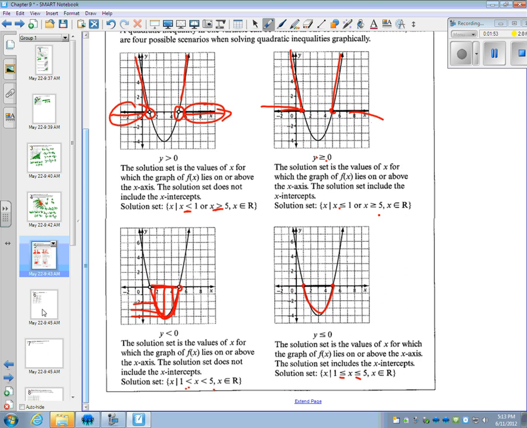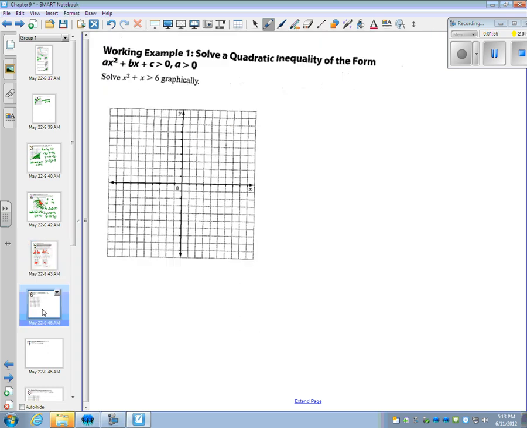Okay, so how do we go about doing this? It says solve x squared plus x is greater than 6 graphically. First, I need to put my expression on the left side and 0 on the right side. Okay, now I need to go about graphing this. And this is in standard form. In vertex form, we're used to it.